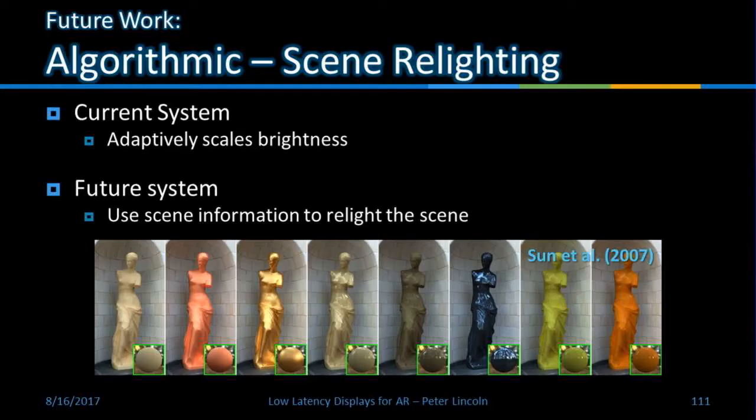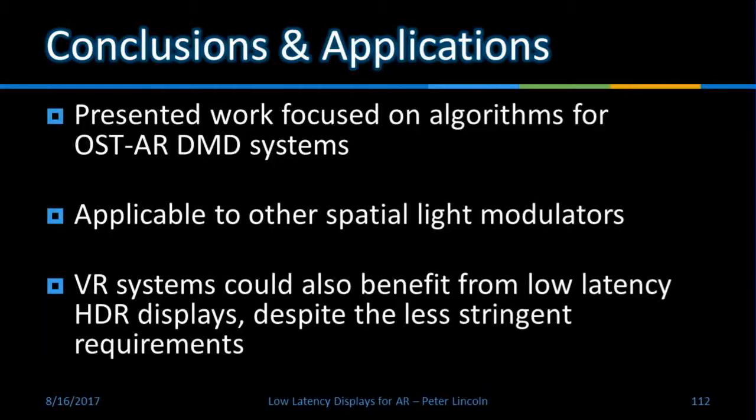And so last, scene relighting. As opposed to just trying to scale the brightness so that we're not either blinding the user or hiding the image completely, a system could take a look at what the scene room conditions are to figure out where the lights are and adapt and relight the scene, which gets into some computer vision research.